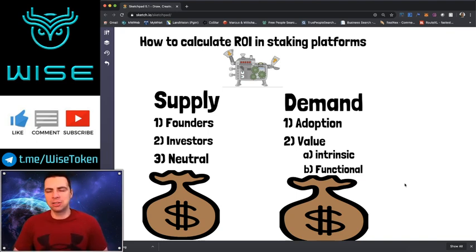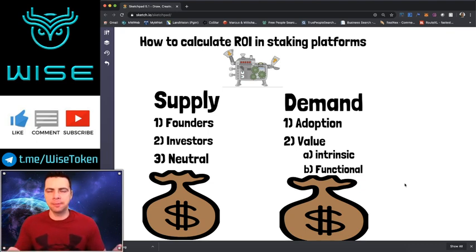I think Wise Token could be the missing link that could onboard the world to cryptocurrency. Now let's talk a little bit about the Wise-specific ROI, because a lot of people see 3.5% inflation and ask, does that mean I'm only going to make 3.5% ROI every year? No, absolutely not. You can make a lot more than that.